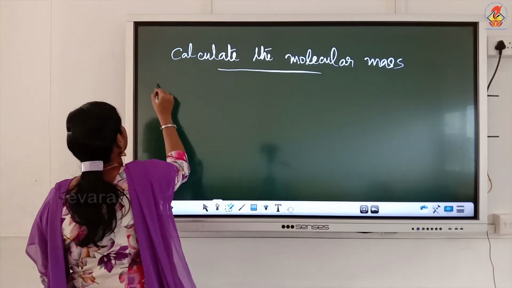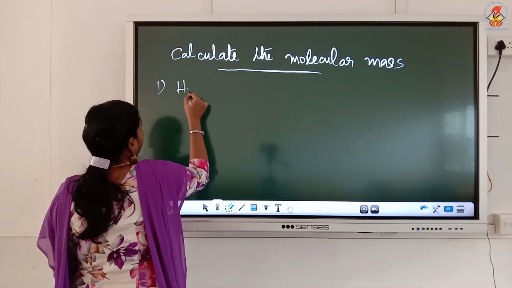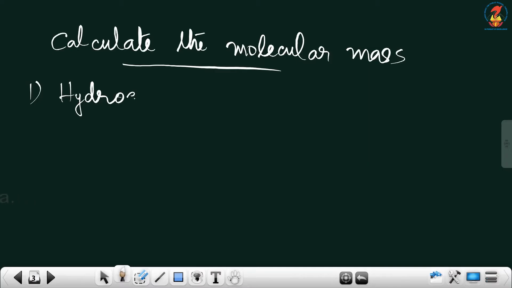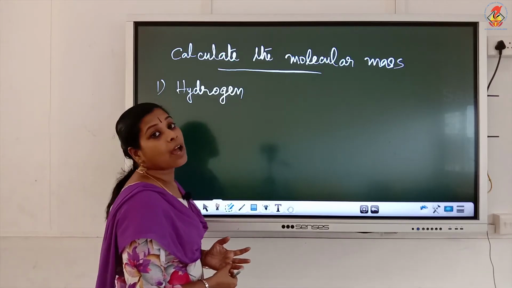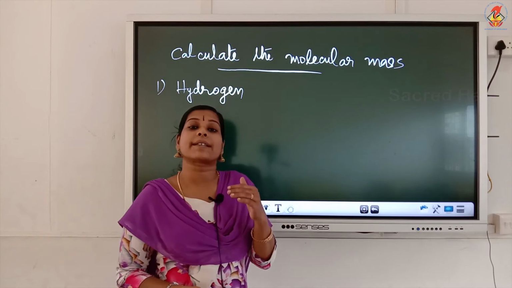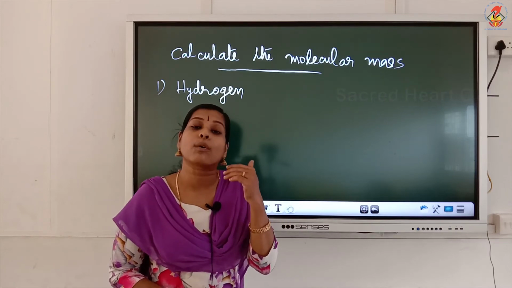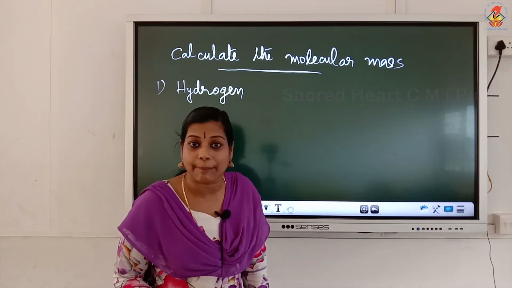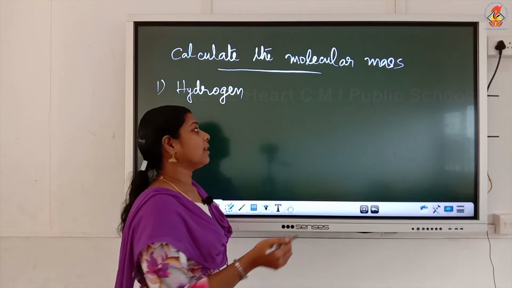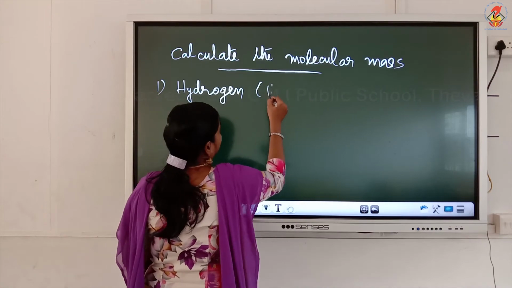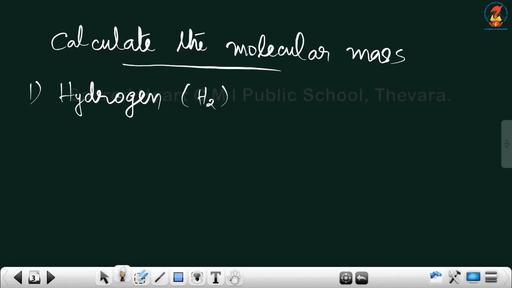First, we can take hydrogen as the first example to calculate the molecular mass. For calculating the molecular mass of hydrogen, we should know how the molecule of hydrogen is represented. How can we represent the molecule of hydrogen? Yes, it is written as H2. If you know the molecular representation, then we can calculate the molecular mass.